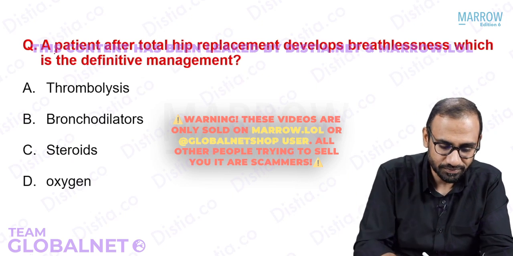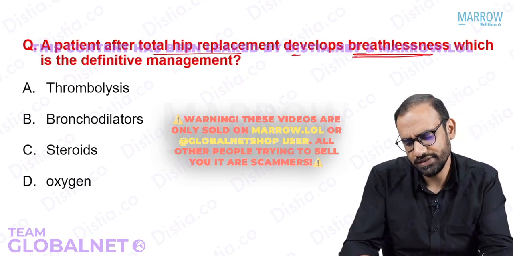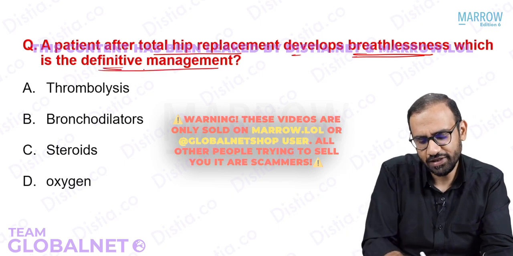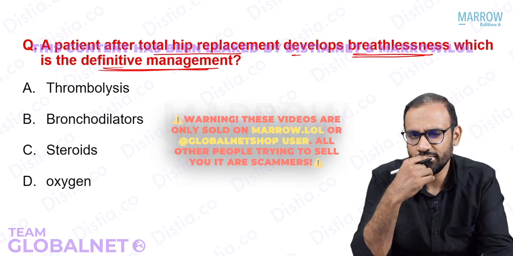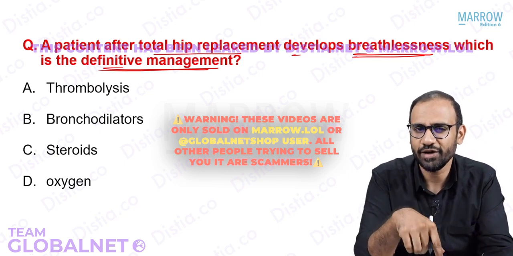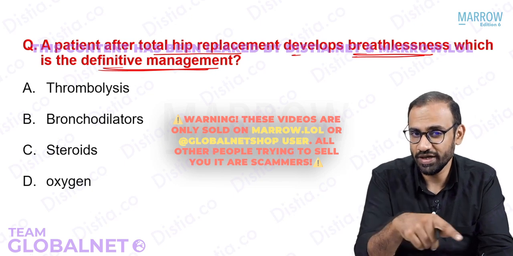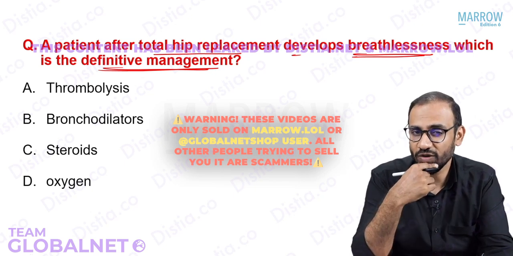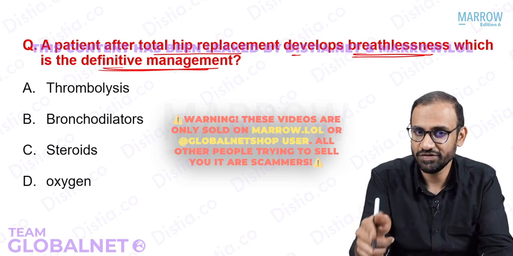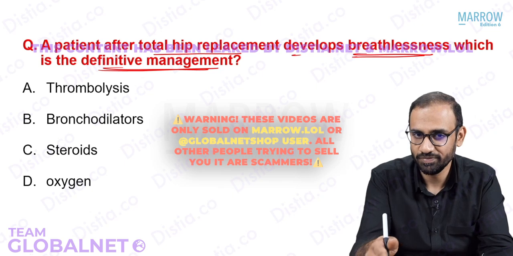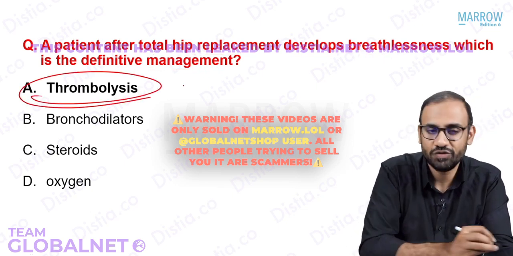Okay? A patient after total hip replacement develops breathlessness. Which is the definitive management? So you need to know the diagnosis first. This is a complication of total hip replacement where, post-operatively, if the patient is not on DVT prophylaxis, they will develop DVT, which will lead to pulmonary thromboembolism that needs to be treated immediately with thrombolysis.